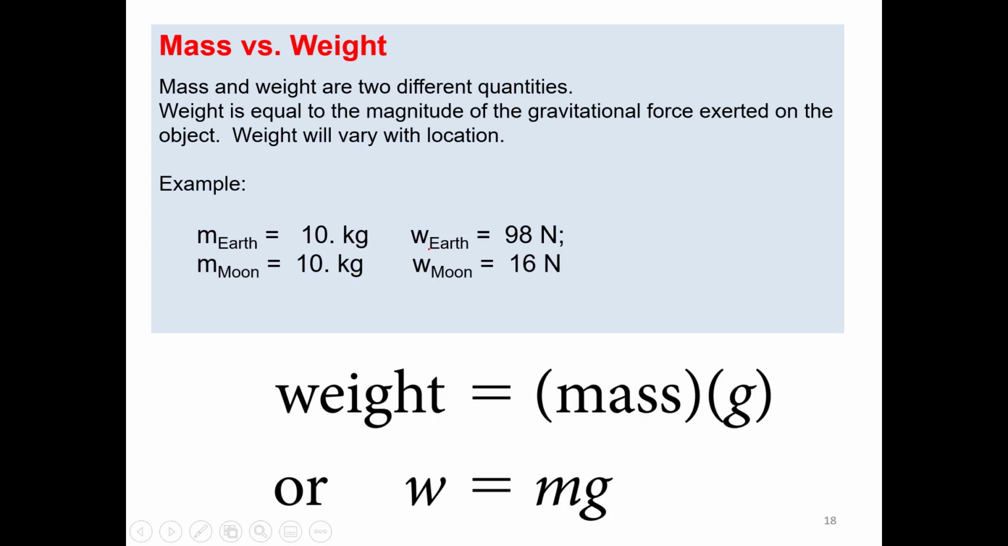However, the weight will be different because weight depends on the acceleration of gravity. Because the acceleration of gravity is not the same on Earth and on the moon, the weight is different. The weight of this object on Earth is 98 newtons, but the weight on the moon will be 16 newtons. Then the mass is independent of the location. However, the weight can be varied with the location. Again, mass and weight are different quantities.